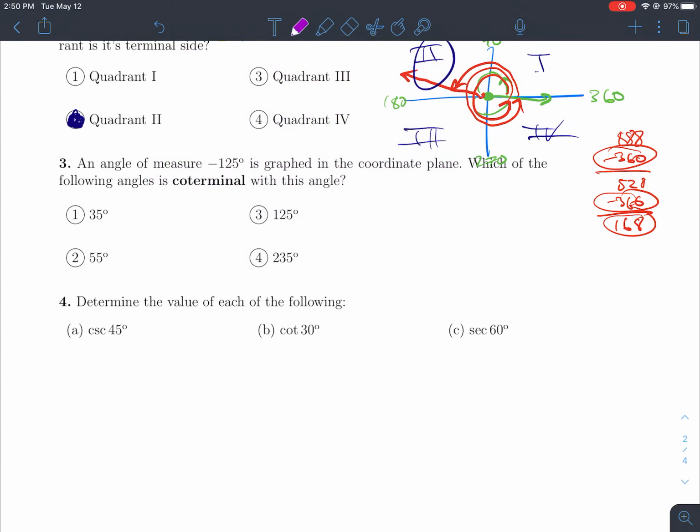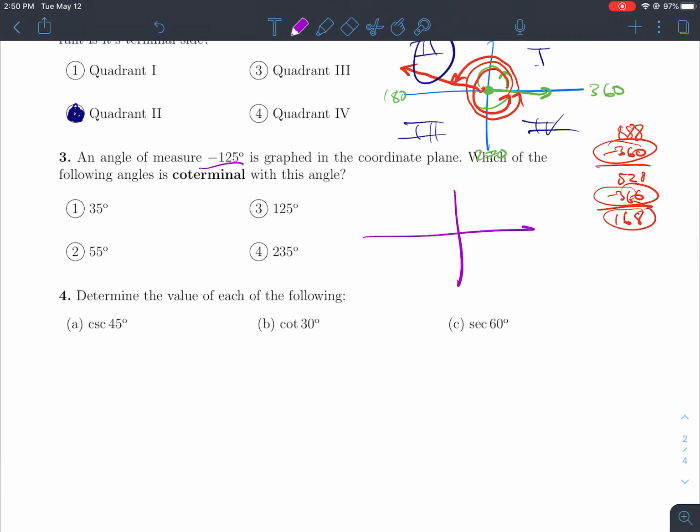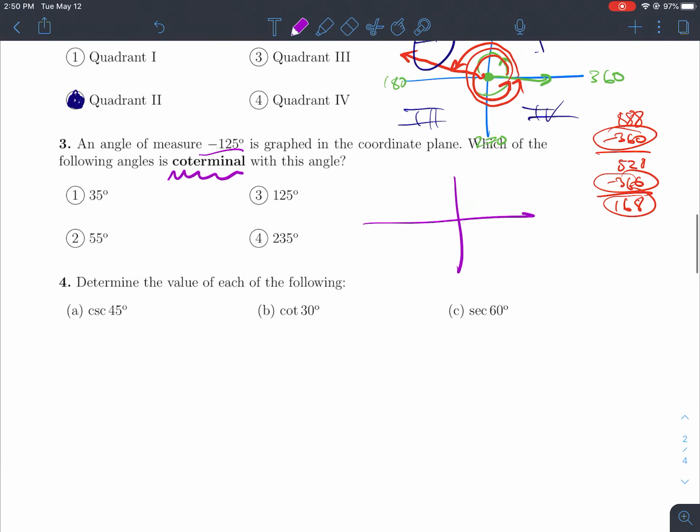All right, here we go. I'm not sure if we talked about the vocabulary in this one, but it's a helpful piece of vocabulary to know. So an angle of measure negative 125 degrees is graphed in the coordinate plane. Which of the following angles is coterminal with this angle?